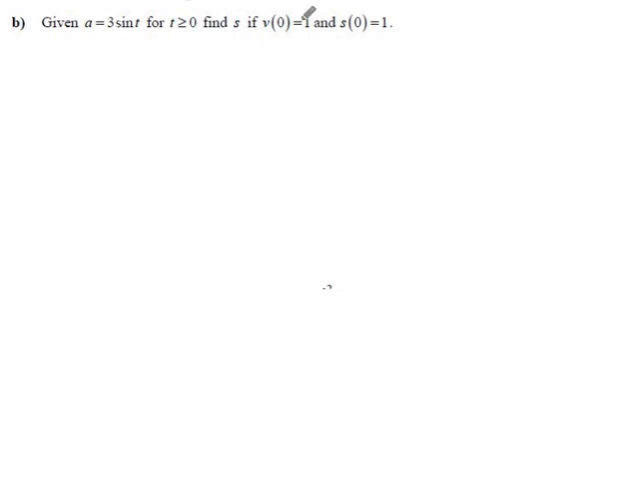Okay, another differential equation for us. They give us boundary conditions, and this time they do it in that form, so that's fine. And they give us the acceleration, which is to say the second derivative is 3 sine t, and we must work backwards. So velocity is the first derivative, which means it's the antiderivative of 3 sine t.